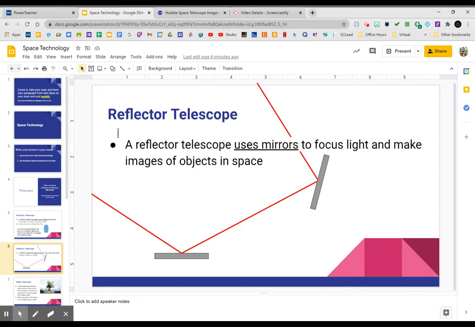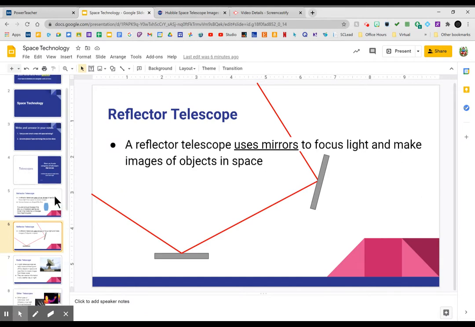Okay. So there are still a couple lenses in a reflector telescope because there's one in the eyepiece and sometimes there's one in between some of the mirrors. But if there's mirrors in the telescope, it is considered a reflector telescope.